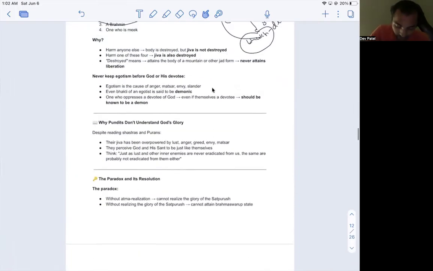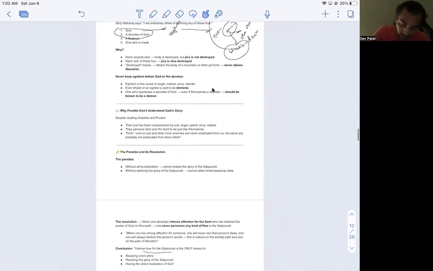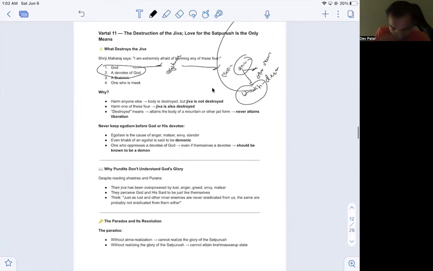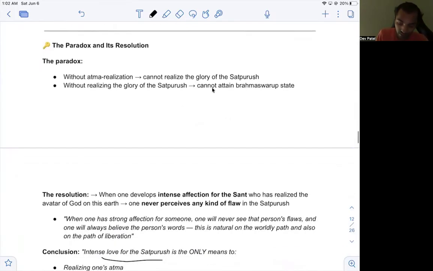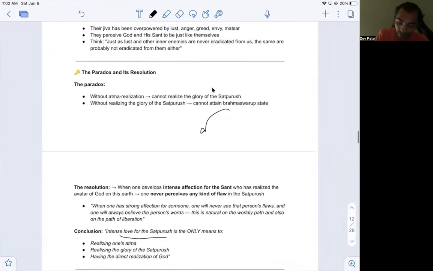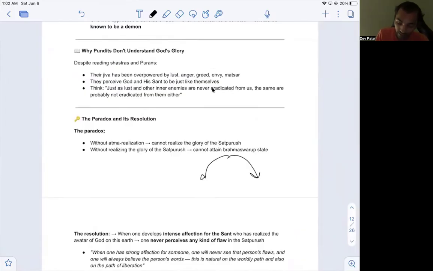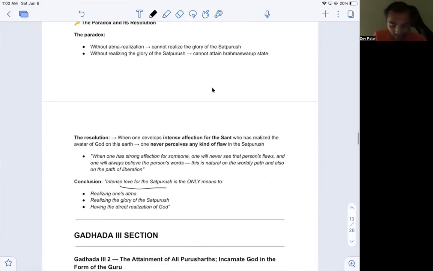And now the resolution is to have supreme affection, have intense love for the Supreme Worship. You do that, then you're able to realize the glory, and you're able to attain the Brahmic state. So the paradox was, without Atma realization, you can't understand glory, and if you can't understand glory, you can't attain the Brahmic state or Atma realization. So you do something that affects both. And then with intense love, you realize self to be Atma, glorious Atma, and then direct realization, Atma realization.